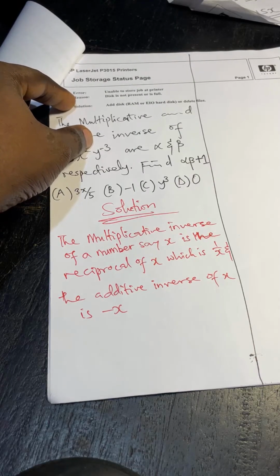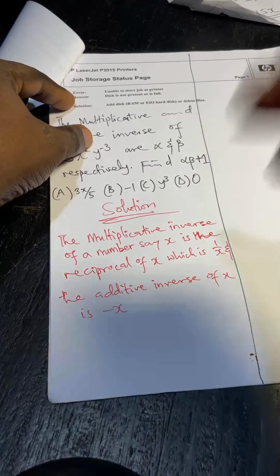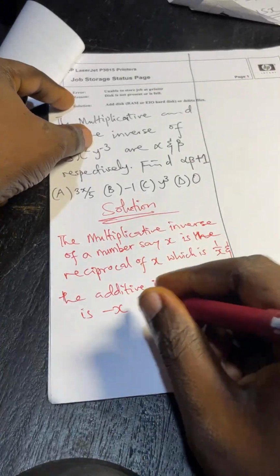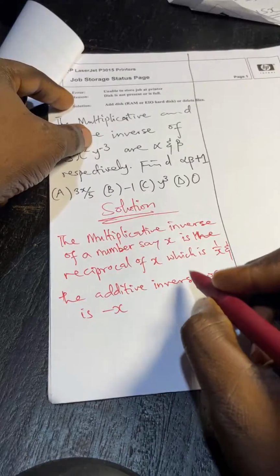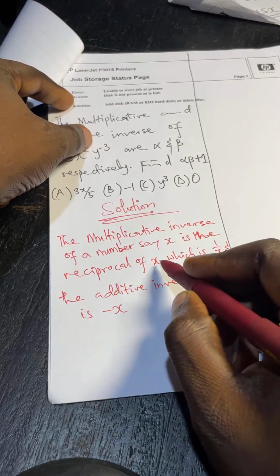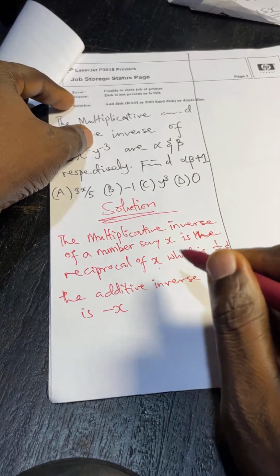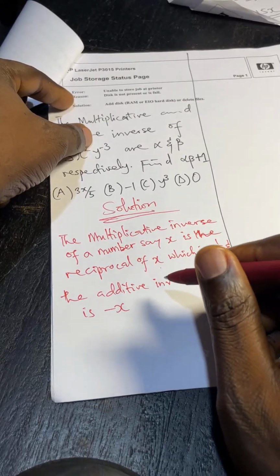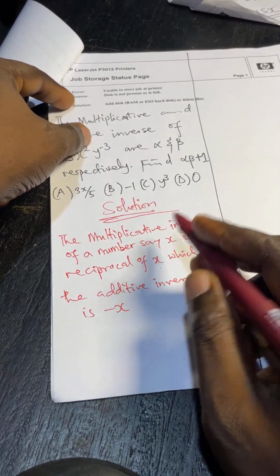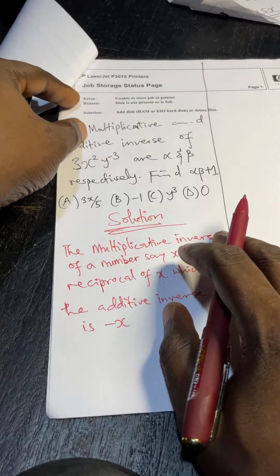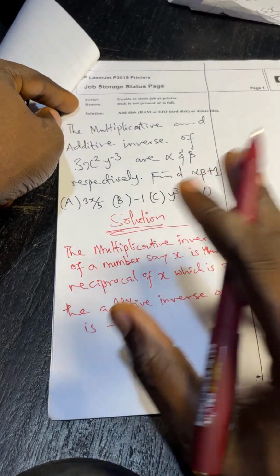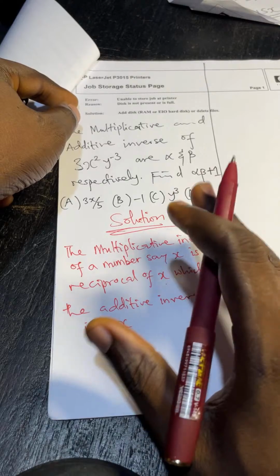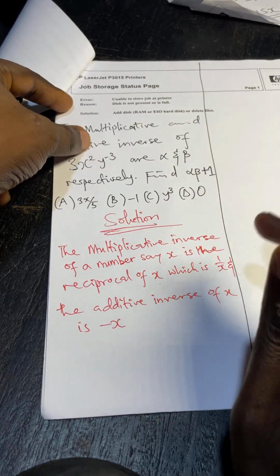Additive inverse is that number which, when you add it to a given number, gives you 0. What will you add to x to give you 0? It is x plus minus x. It will give you 0 because they will subtract. So that is how to go about that. With that, the equation becomes easier and crystal clear because now we know the direction they are heading to. So what do you need to do next?